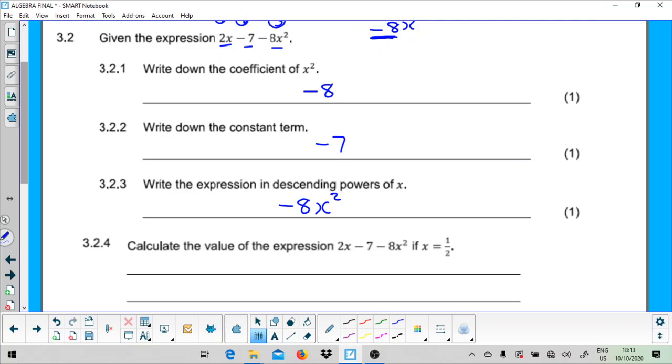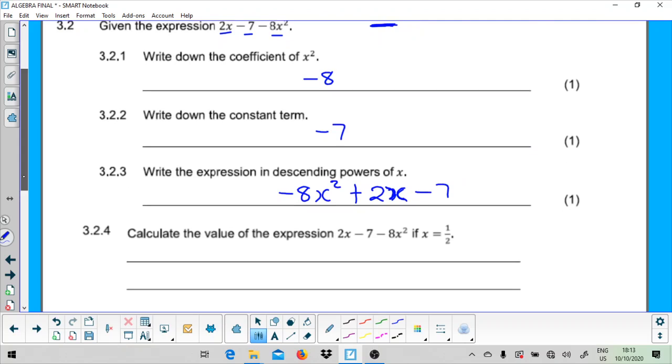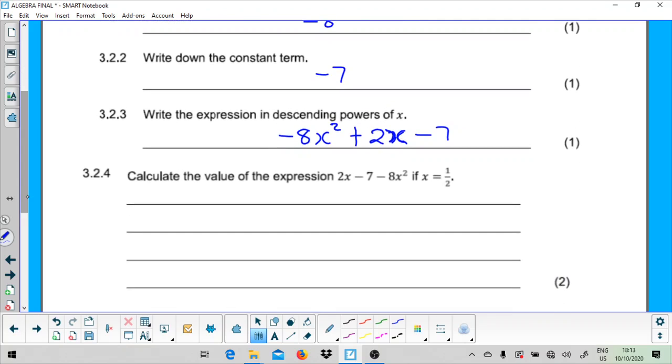Then that 2x means it's actually positive 2x. And then you write the constant, which we agreed was negative 7. So you managed to write the expression in descending powers of x. And then calculate the value of the expression if x is equal to a half. It's a matter of you substituting.